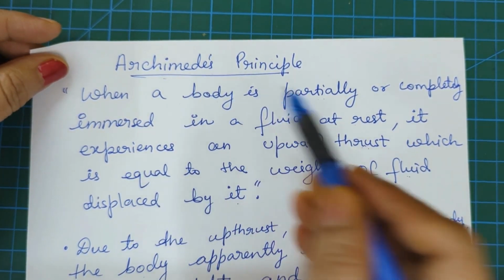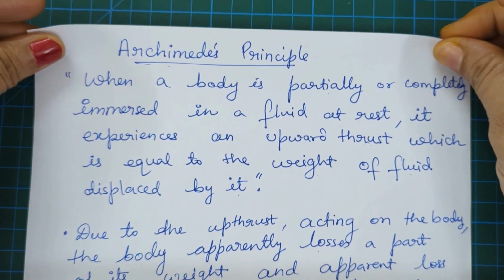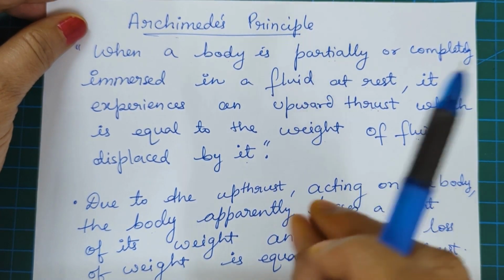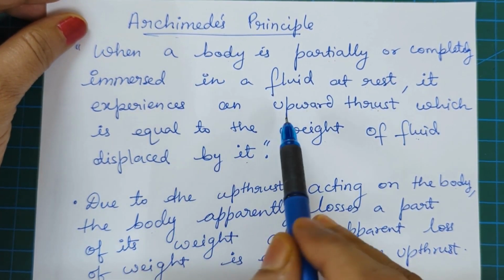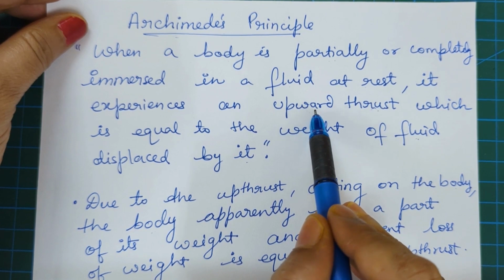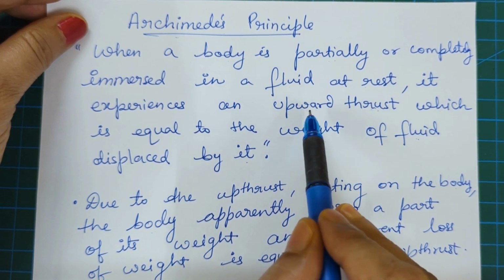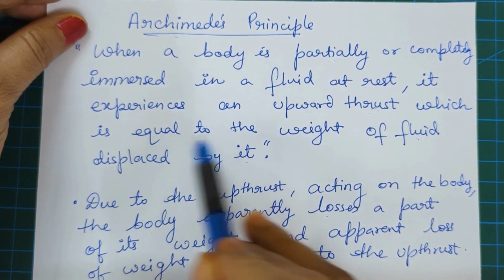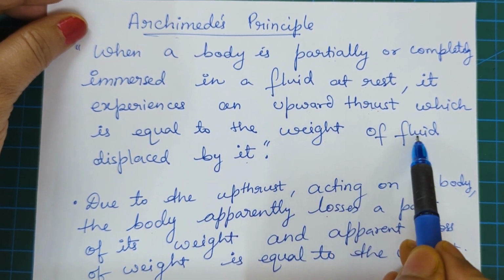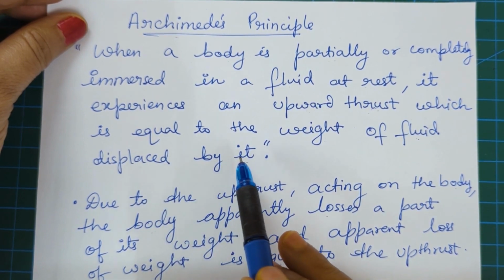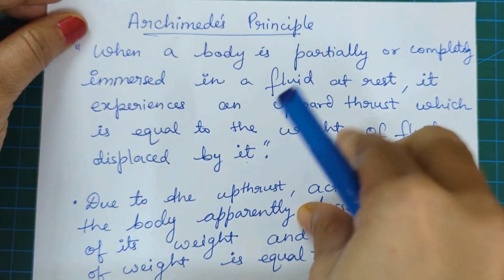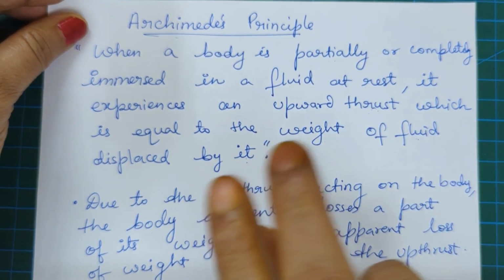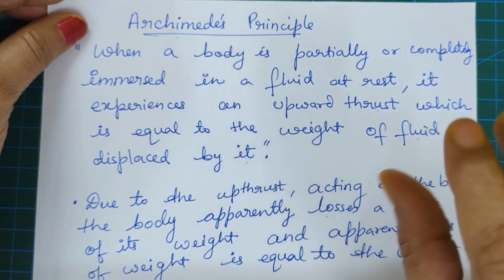And by Archimedes' principle, how much upward thrust the immersed object experiences can be found. Archimedes says that the upward thrust that the object experiences when it is immersed in a liquid is equal to the weight of the fluid displaced by the object. That means when we put an object in water, some amount of water overflows, if the object is placed in a brim full bucket, like that.